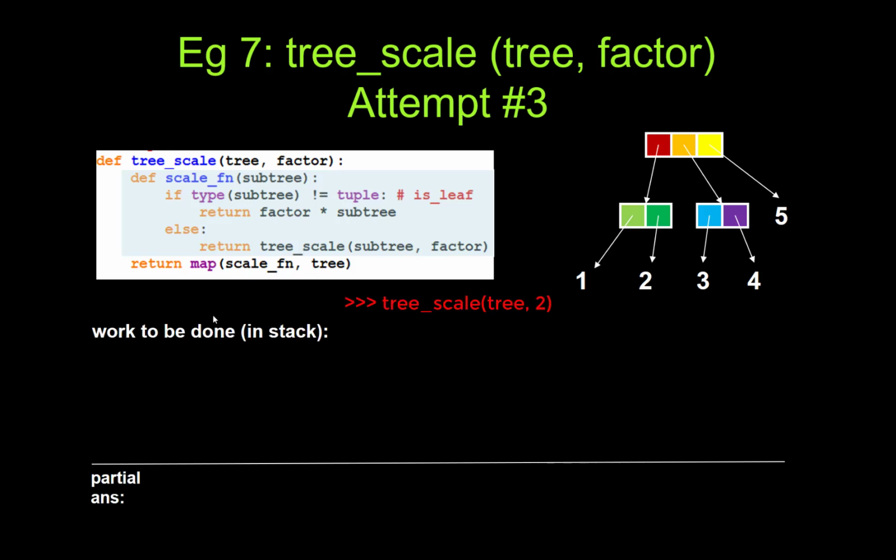Let's visualize how this routine works on our example. So work to be done in the stack because of the recursion and partial answer that we have along the way. Upon entering this routine, the tree is with these 3 children. We stack up the work to be done. So this tree, the red, the orange, and the yellow, one on top of the other, and we mark here as level 1 of the map. Subsequent call from tree_scale to enter into the map will get the increasing level.